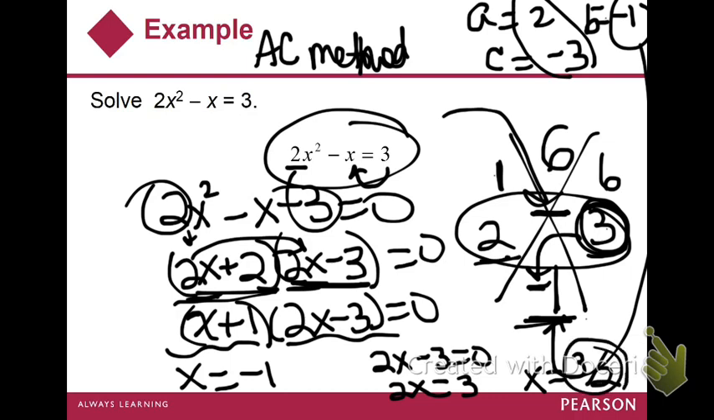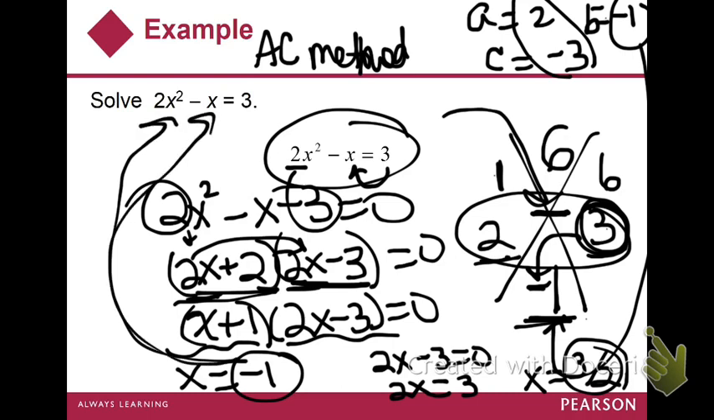Now you can go back in and check it and be sure that that's true. You could put a -1 in for this x and see if you get 3. And the same thing with 3 over 2. You can substitute it in and see if you get it right.